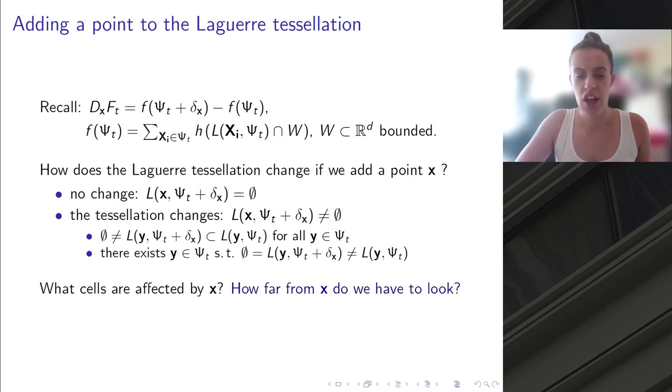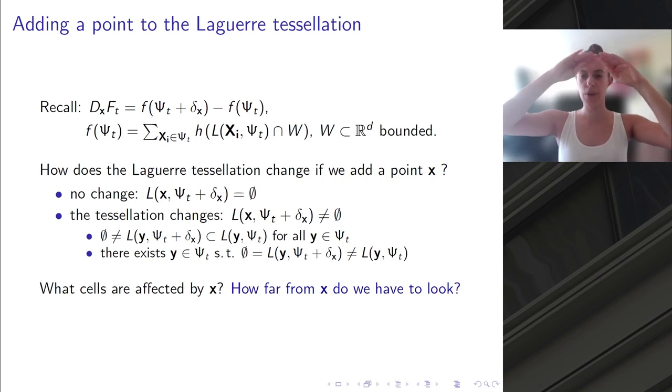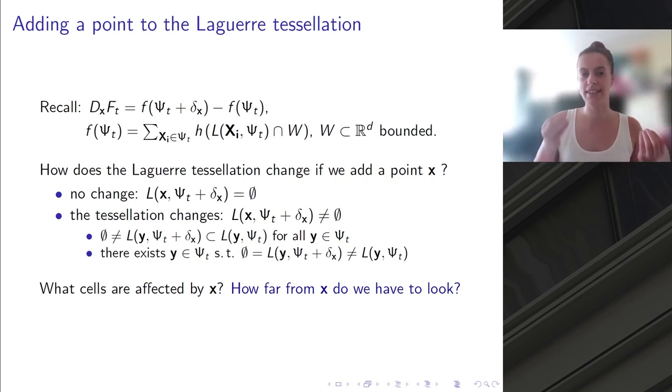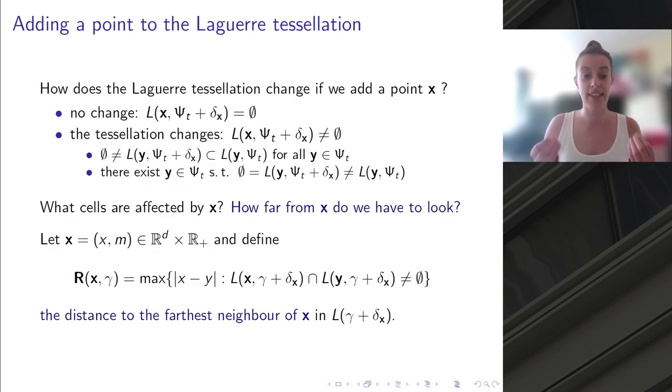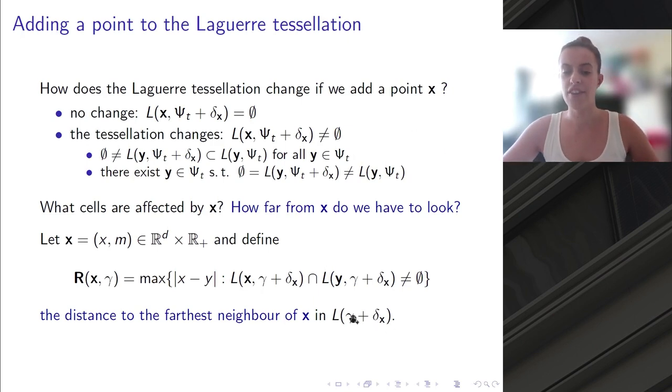So what we need to control is how far from x we have to look for these changes. Because x will not be able to influence all of the points. It will only influence the points in some bounded region. And we want to study how this region changes, which is why we define the distance to the farthest neighbor of x in the Laguerre tessellation generated by gamma with the added point x. And this is exactly what it is.